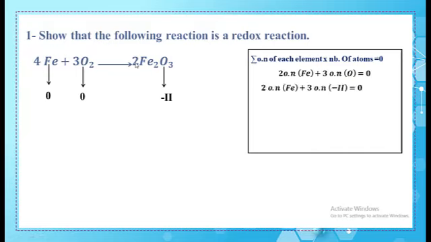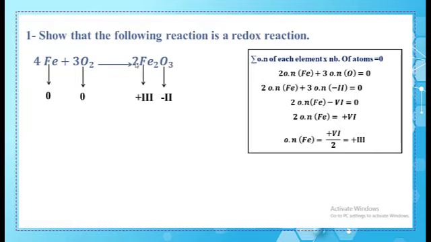So 2 times the oxidation number of Fe plus 3 times -2 is equal to 0. 2 times the oxidation number of Fe minus 6 equals 0. 2 times the oxidation number of Fe equals plus 6. Oxidation number of Fe equals plus 6 over 2, which is equal to plus 3.